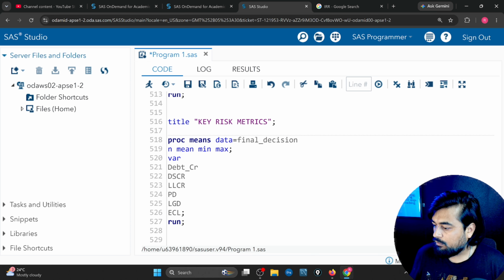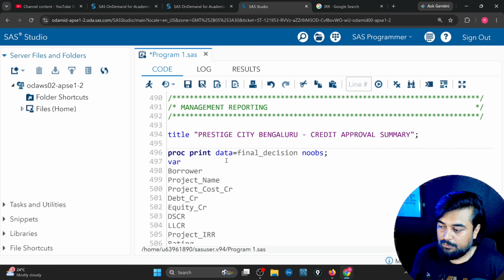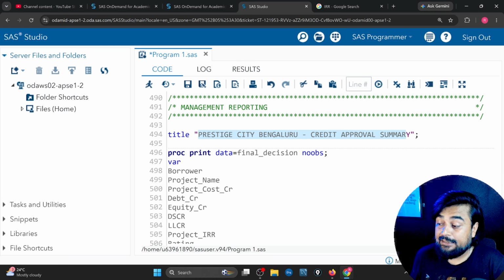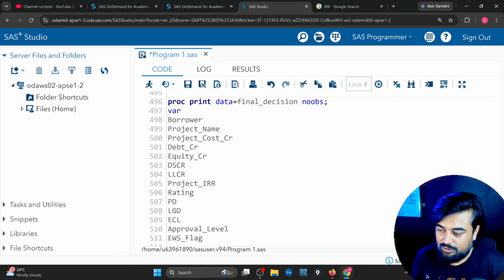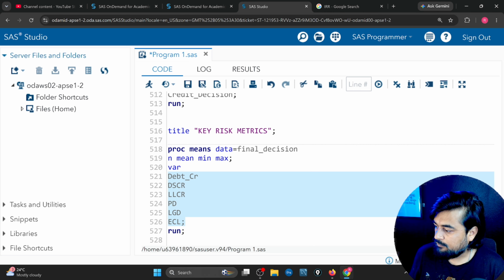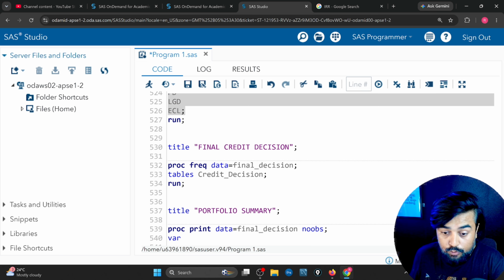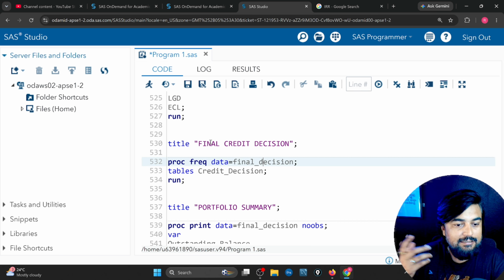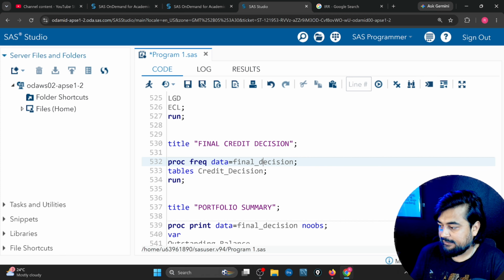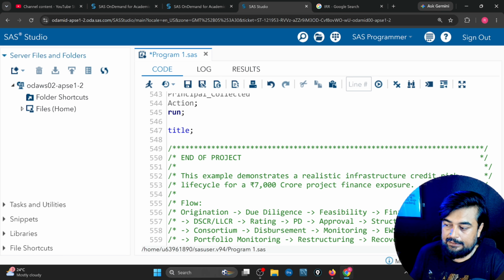Now, simply, I would be setting the important variables in proc print so that in the final output you can see the output, and the title will be published on top of proc print so that all of you understand, and even your client understands that. All these important variables I explained in the previous video also. Then with proc means I would be checking the key risk metrics, as I said earlier. Then we are creating a report using proc freq. We are checking the final decision, yes or no. Then proc print, simple. And this is the end of the project.